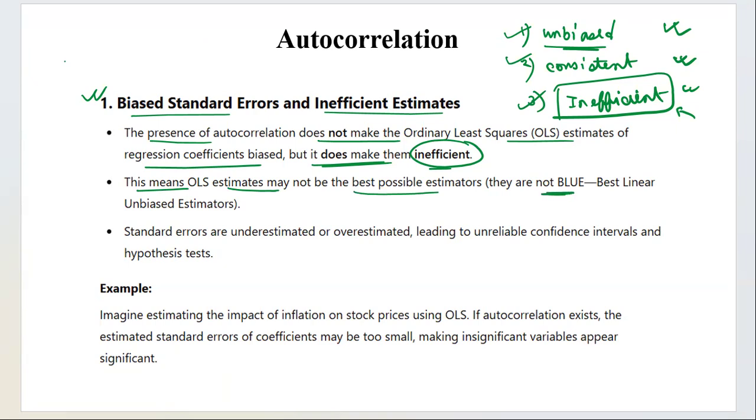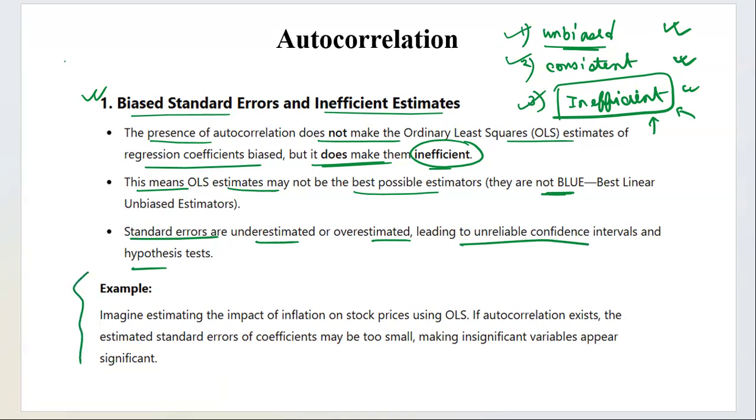This is the same consequence as we had in heteroscedasticity. If this efficiency does not hold, the variance will be inflated, which means standard errors cannot be estimated properly, because standard error is just the square root of variance. So standard errors can be underestimated or overestimated. They will not be correctly estimated, leading to unreliable confidence intervals and hypothesis testing.